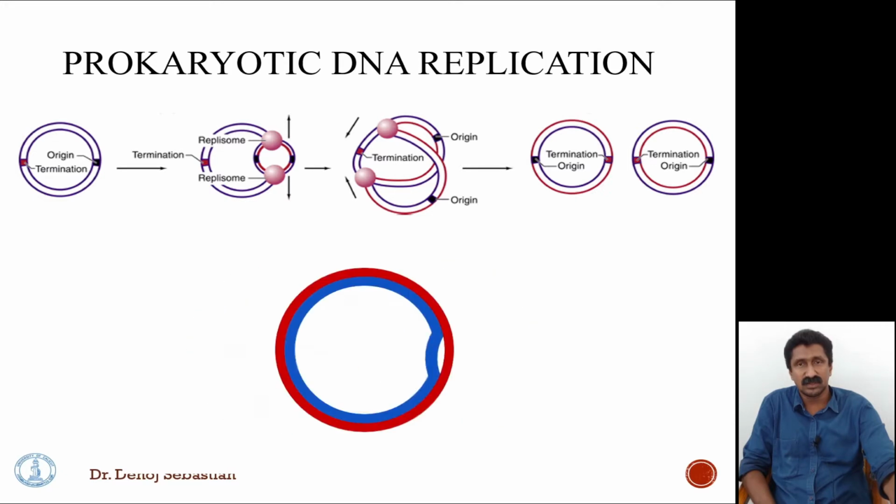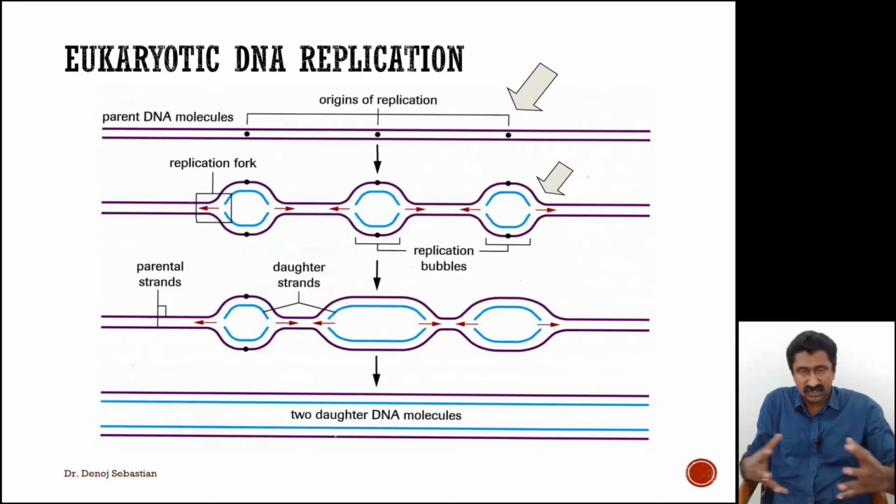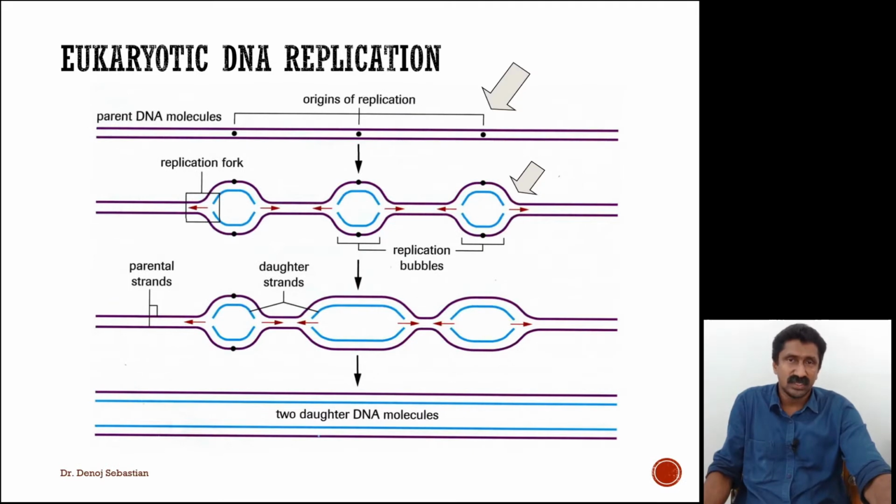Both the replication forks will move in both directions, finally meeting at the termination point, and it forms two complete circles of the DNA. So this is the prokaryotic DNA, basics of the DNA replication. Now the eukaryotic DNA replication.